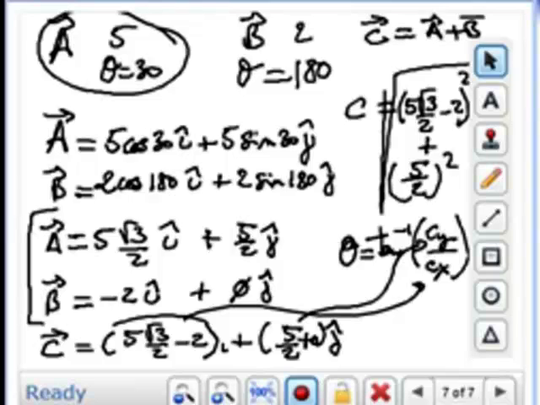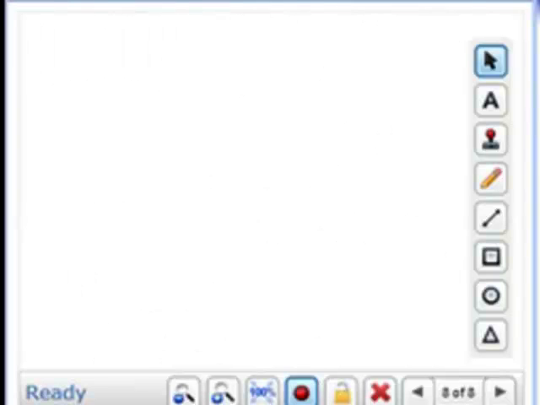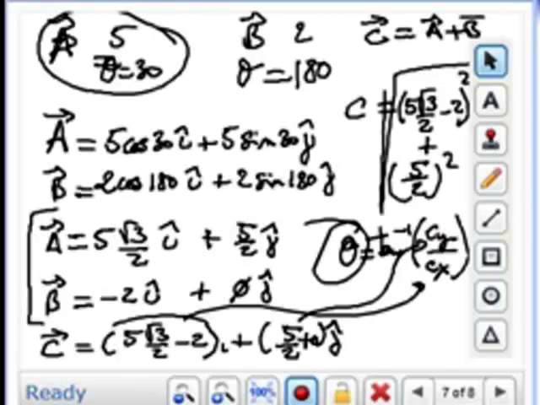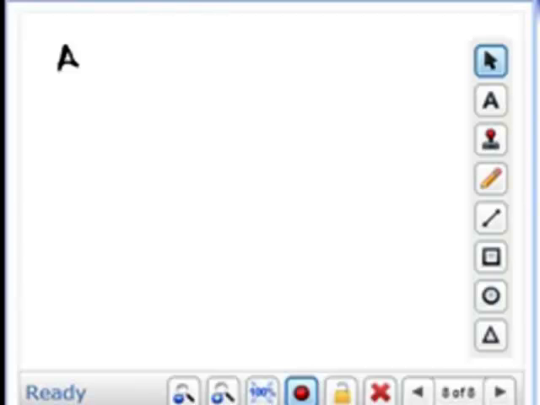Okay? So it's pretty straightforward. It's all application of the Pythagorean theorem. Now there is a little trick with theta. Let's say you have a vector A, say as minus i minus 3j, and you want to express this vector as its magnitude and its direction.